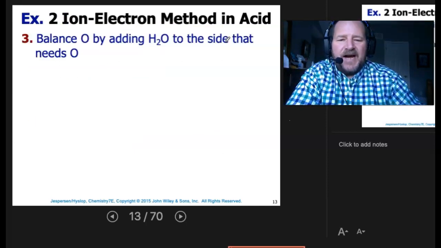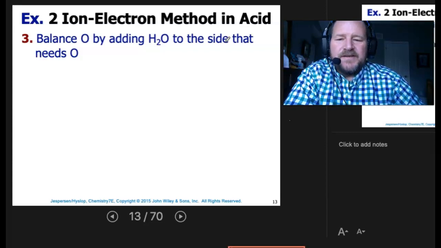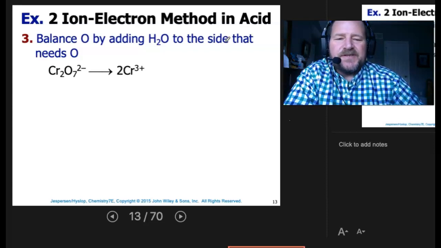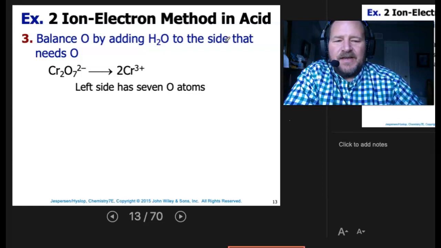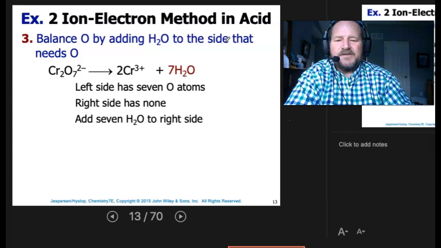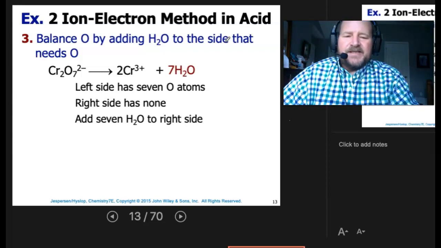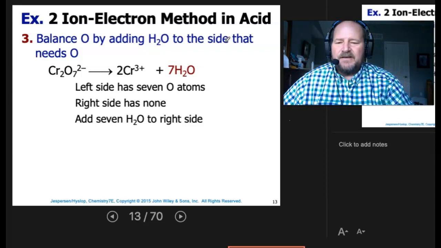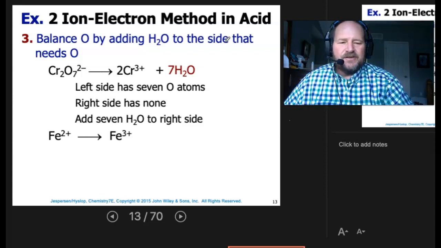Next, we're going to balance the oxygens by adding water to the side that needs oxygen. Looking at dichromate going to 2 Cr3+, we have 7 oxygens on the left side, so we have to add some to the right side. The way we do that is by adding waters. So we add 7 waters to the product side, which gives me my 7 oxygens. For the iron, there was no oxygen, so we don't have to do anything. No oxygens to balance means we don't add any waters.